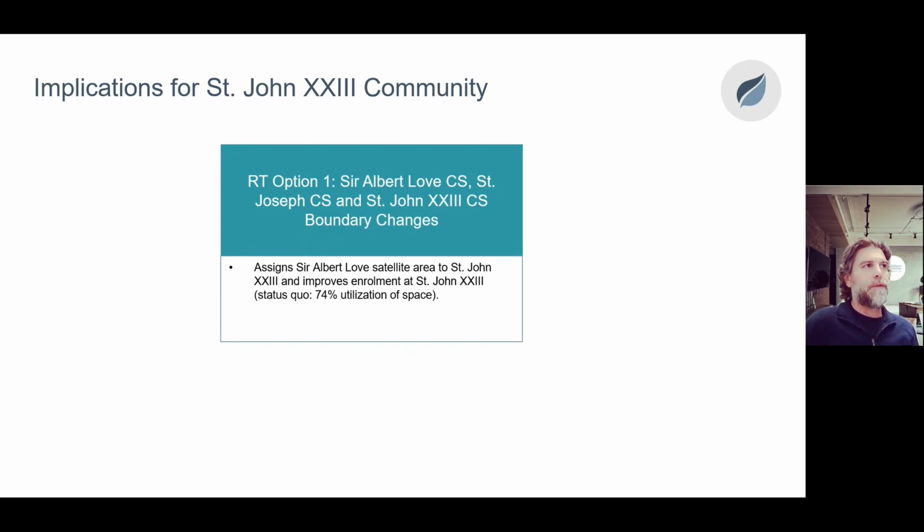So what are the implications for St. John the 23rd under some of the scenarios being considered? Fairly self-explanatory based on what I just spoke about. Under the scenario being considered, St. John the 23rd's territory or boundary would be expanded northward to incorporate the satellite area from Sir Albert Love, increasing utilization of space from 74% to about 100%.